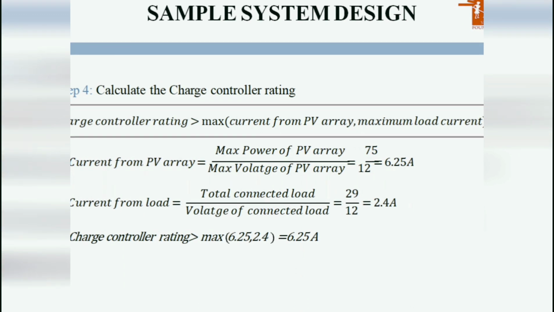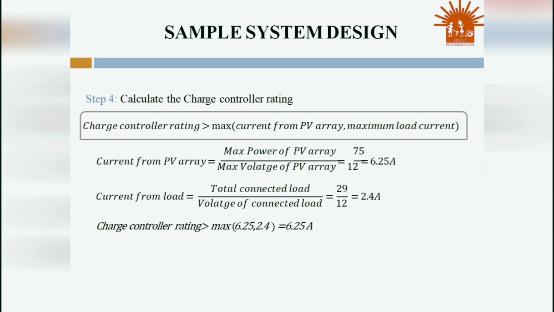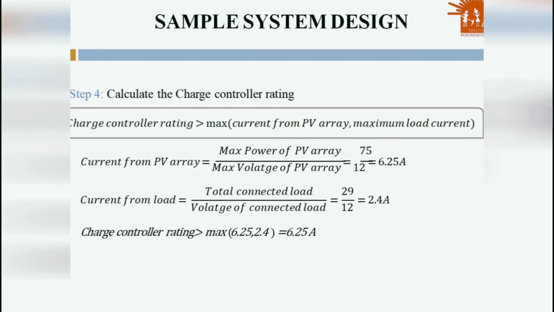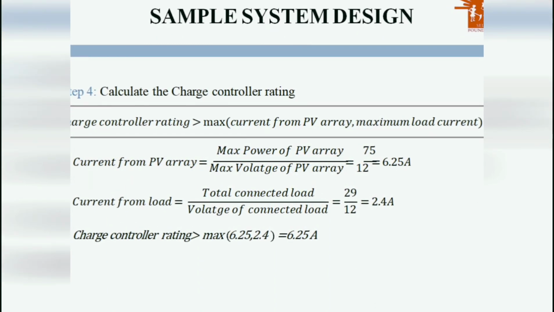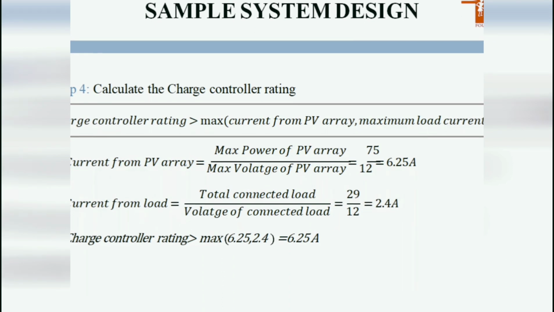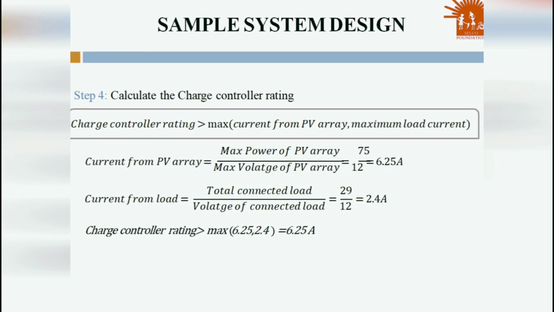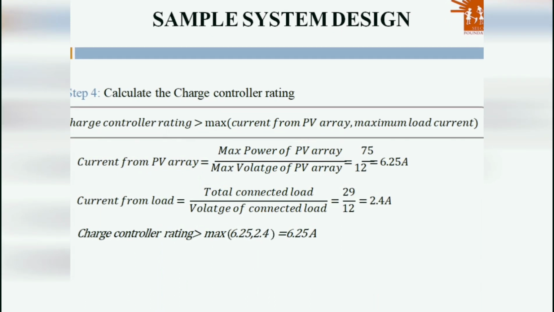Now we check which current has the higher value, the current from the PV array or the current from the load. Clearly we see that the current from the PV array, which has the value 6.25 ampere, is greater than the current from the load, that is 2.4 ampere. Hence we take the charge controller rating as 6.25 ampere.